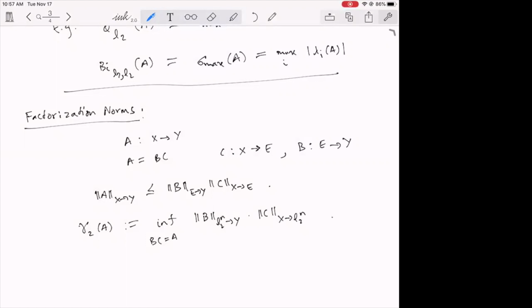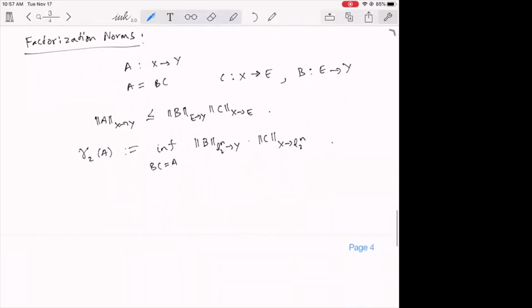I just want to caution people in the know who work in complexity theory. Gamma 2 in the complexity theory world is defined differently. It's defined as some variant of this norm. It's not equal to this norm. I'm using older notation in this talk. Right, so this is the factorization norm.